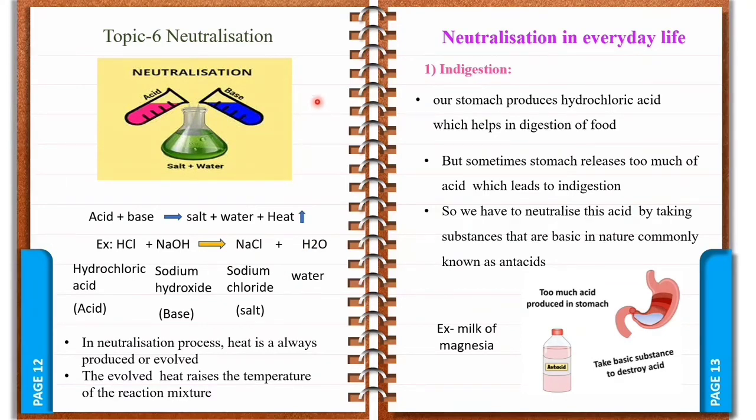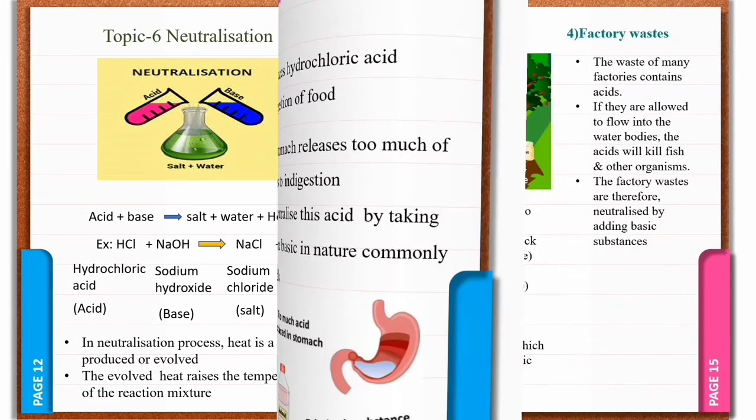Now let us discuss about neutralization in everyday life. First one, indigestion. Our stomach produces hydrochloric acid which helps in digestion of our food. For suppose if we eat too much of spicy food, sometimes stomach releases too much of acid which leads to indigestion. So we have to neutralize this acid by taking the substances that are basic in nature, commonly called as antacids. Best example is milk of magnesia. Milk of magnesia, it is a medicine which helps in digestion of our food.